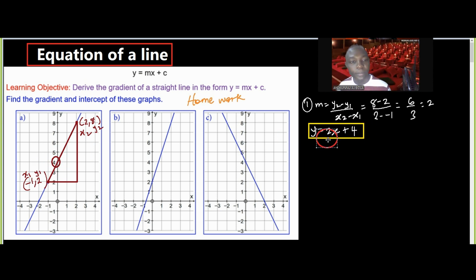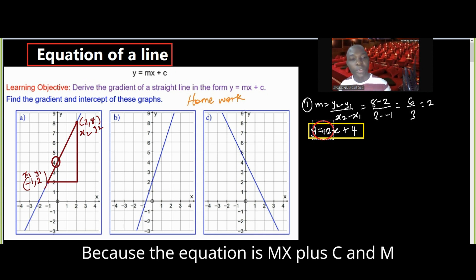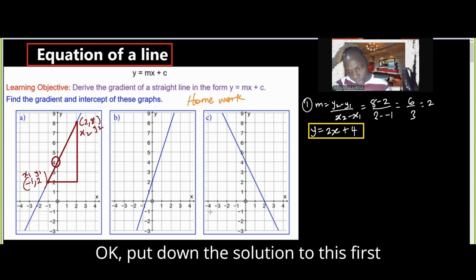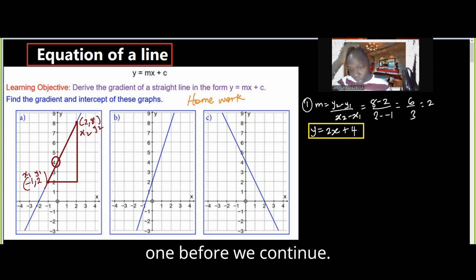Exactly. Because the equation is mx plus c, and m is 2. Exactly now. Okay, put down the solution to this first one before we continue.